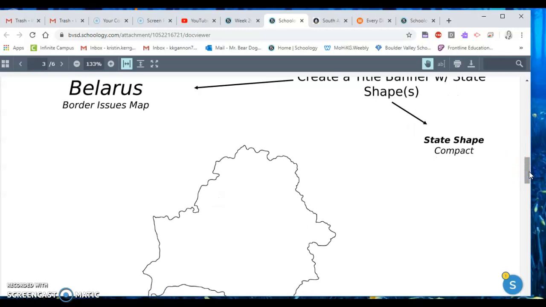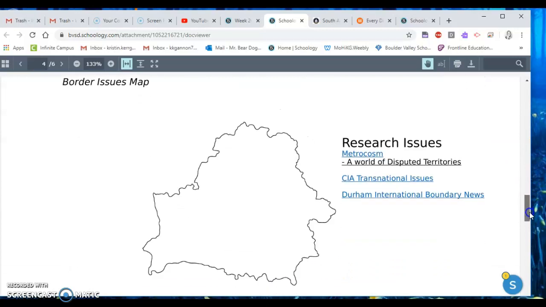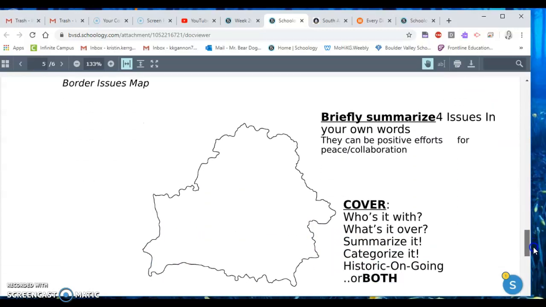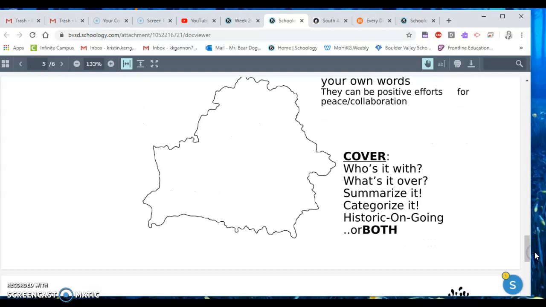Then around that map, and don't forget, actually, Mr. DiCarlo, we're not going to bother with state shapes, so don't worry about the state shapes. You are going to cover around this map: what's the problem, who is it with, what's it over. You have to summarize it in a couple sentences, and then you need to categorize it. Is it going on right now, or was it going on a couple years ago? Please don't give us problems that were going on like 50 years ago. We're looking for current news.